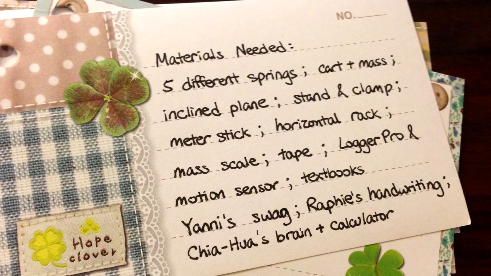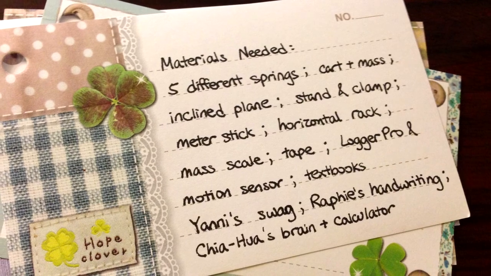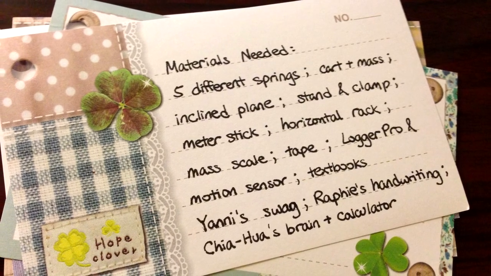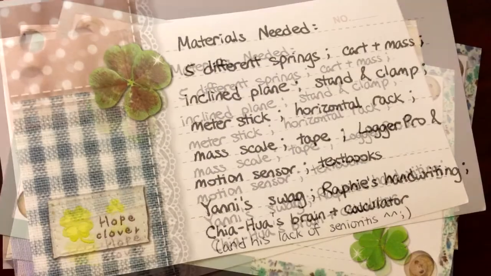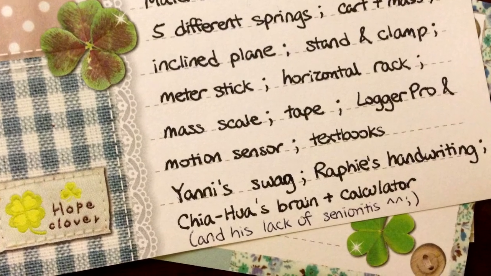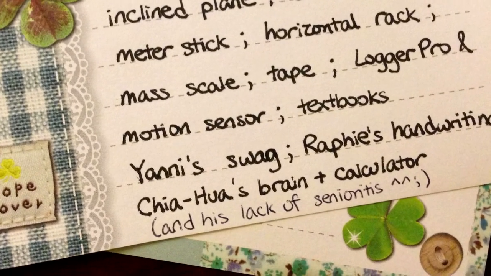and motion sensor, textbooks, Yanni's swag, Raphie's handwriting, and Chia-Hua's brain and calculator. And his lack of senioritis too, I guess, since he's the only junior in our group.